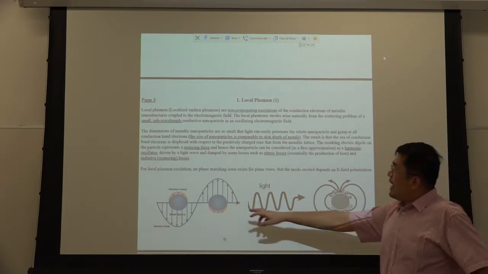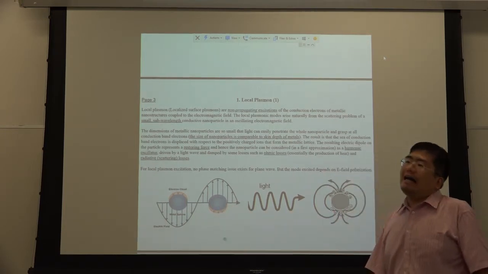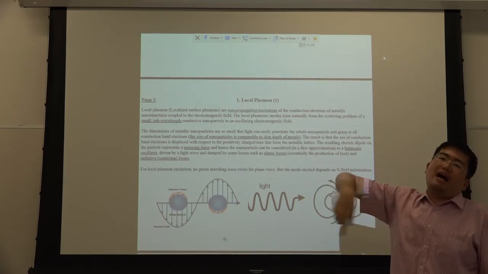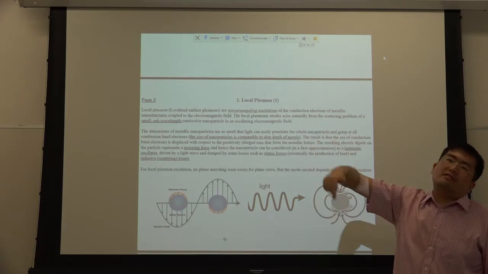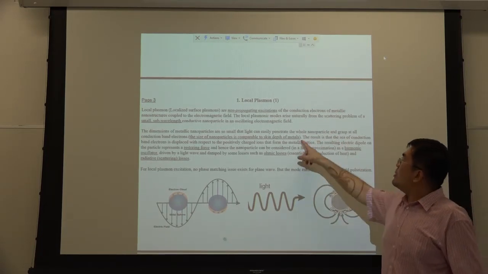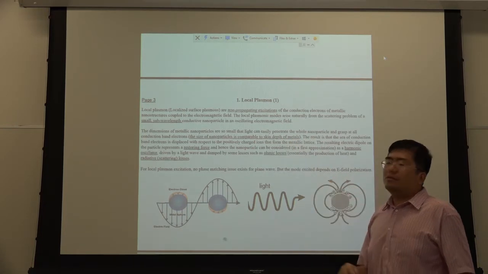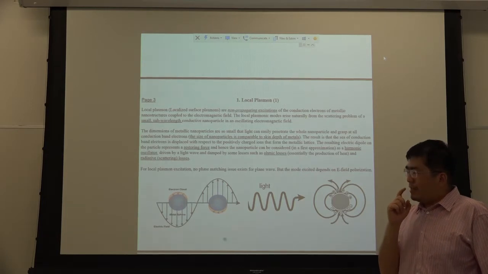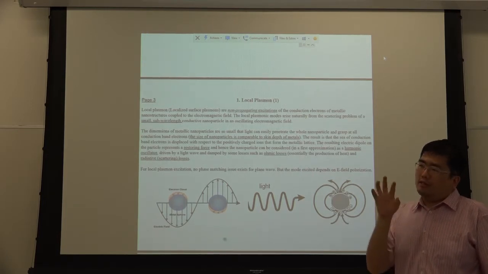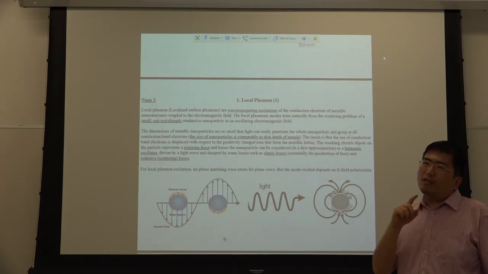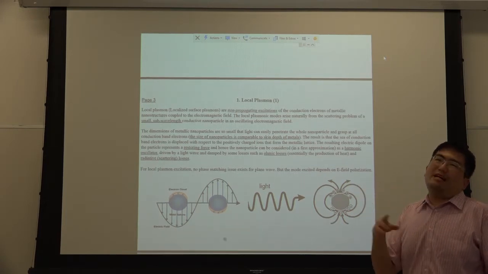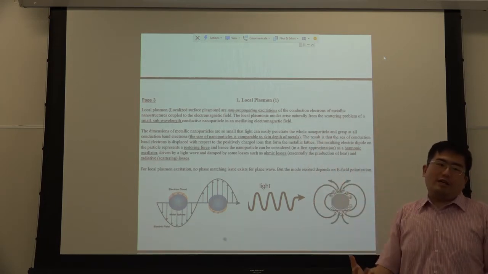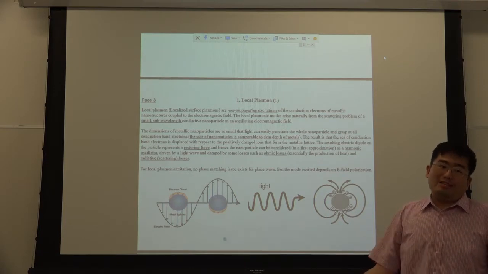First thing, the dimension of the particle should be very small. Why? If it's very large, the wave cannot penetrate. The wave decays very fast because the metal is lossy. So the dimension should be comparable to a skin depth. Typically, the plasmonic effect for local plasmon is around 100 nanometers, from 10 nanometers to 20 nanometers maybe. Otherwise, they do not have this effect. If it's too large, the wave just decays very fast and cannot penetrate the whole nanoparticle.